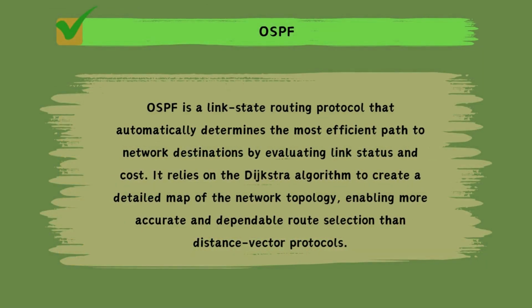OSPF is a link state routing protocol that automatically determines the most efficient path to network destinations by evaluating link status and cost. It relies on the Dijkstra algorithm to create a detailed map of the network topology, enabling more accurate and dependable route selection than distance vector protocols.